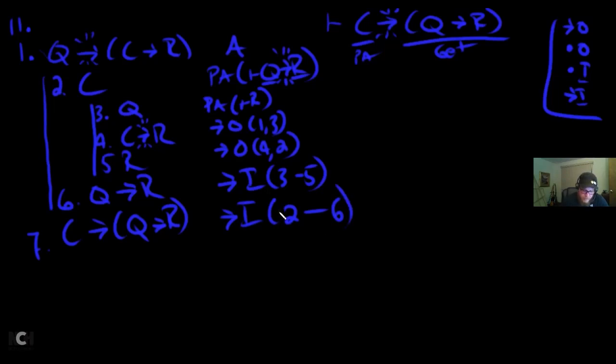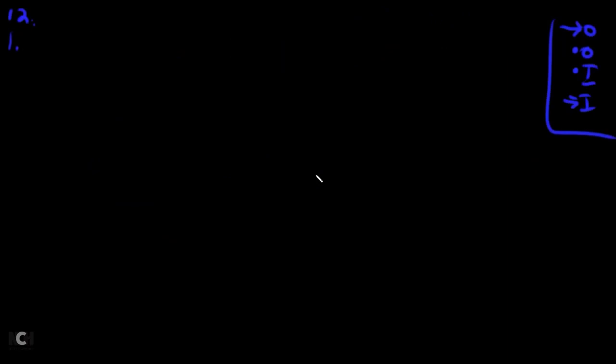Next thing I want to do is number 12. All right, let's do number 12 here. We got to translate. Okay, if the windows are open, we get hot air. That's an arrow. So if the windows are open, we get hot air. That one's pretty straightforward assumption.